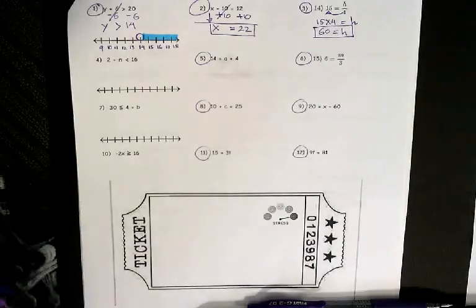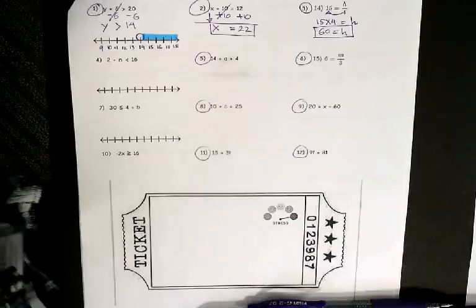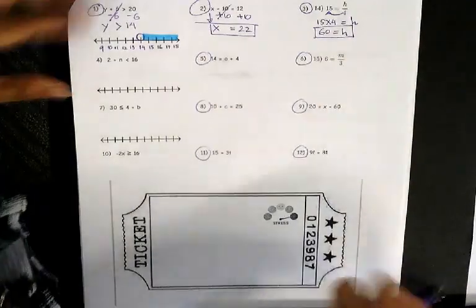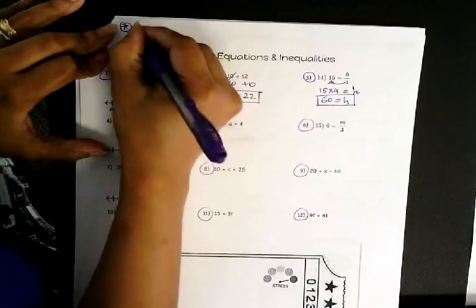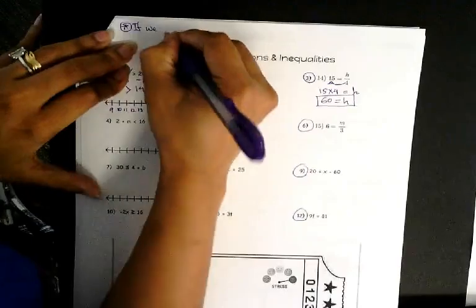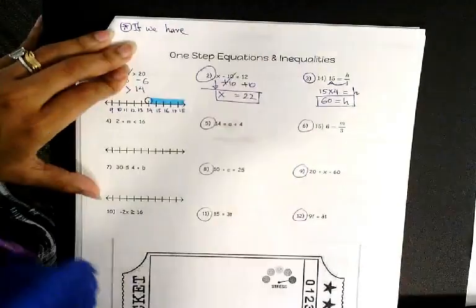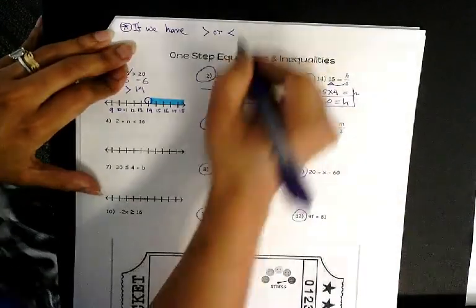Okay, let's write down some rules that we are talking about. If we have greater than or less than, it's an open interval.